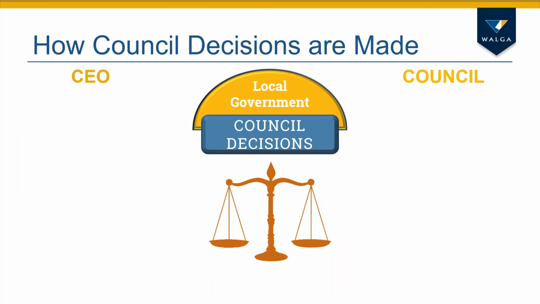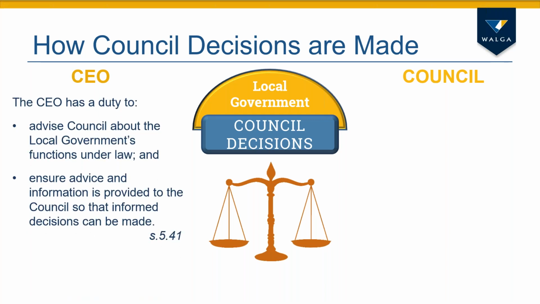The Local Government Act establishes essential but separate roles for the CEO and the Council that enable local government decision making. Section 5.41 of the Act prescribes the functions of the CEO, including the responsibility to advise the Council about the local government's functions under law and ensure advice and information is provided so that informed decisions can be made.